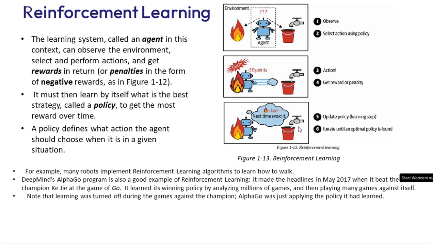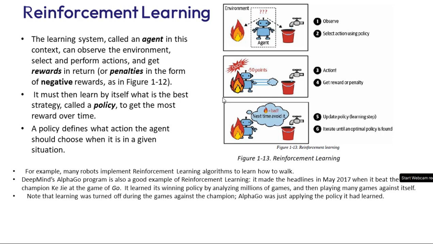A very good example of reinforcement learning is robots, right? Robots implement reinforcement learning to learn how to walk. So when a robot is walking, suppose it comes to an obstacle, it falls. That would be a penalty. It learns, and therefore next time it tries to avoid that. So robots implement reinforcement learning.